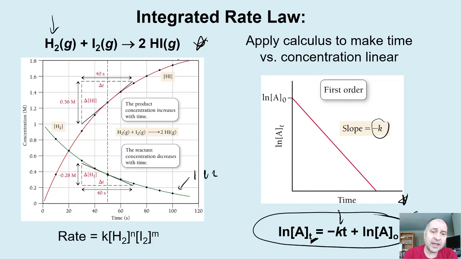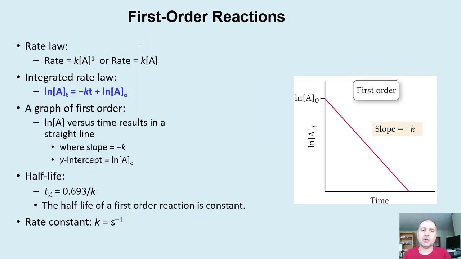And of course here in red, just as a side note, is going to be an increase, because it's the increase of the product, or the concentration of the product, as the reaction proceeds. And so obviously that goes up as green goes down. All right, so let's take a look at a summary of the first order reaction.